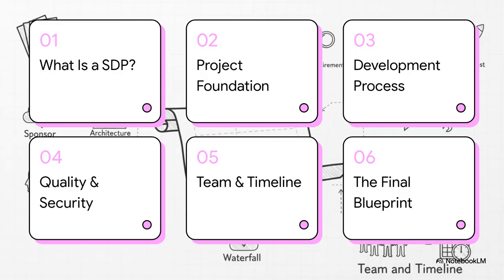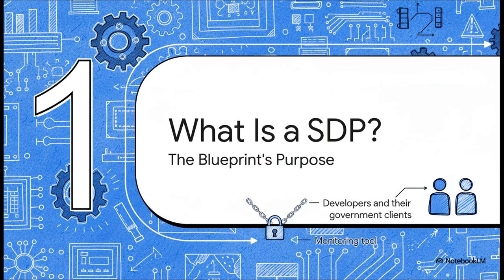So, how do we build this pact of trust? Well, we're going to walk through the whole thing. We'll start with what an SDP even is, then cover how you lay the project's foundation, plan out your actual development process, lock in quality and security, and get your team and timeline organized. And finally, we'll see why it all comes together as the ultimate blueprint. All right, first things first. What exactly is this document? Let's get right to the official purpose.